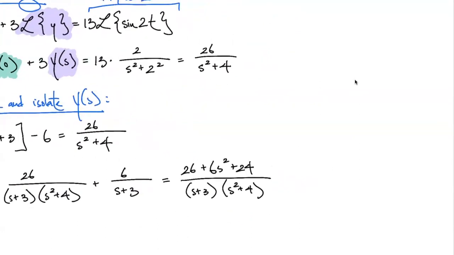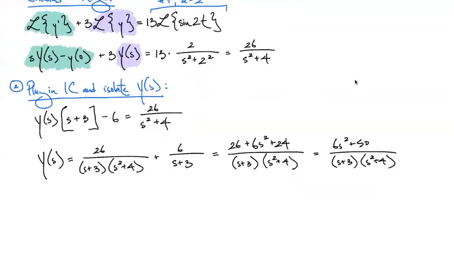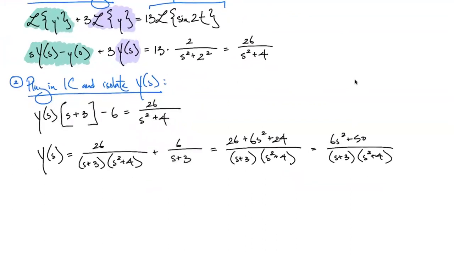And I'm going to clean that up just a little bit more. And I'm going to get 6s squared plus 50 over s plus 3 times s squared plus 4. Okay. Now you can kind of do this step in step 3 if you want, right? Like you don't have to clean it up here, but I sort of like going into the inverse part, knowing that I've sort of made it as straightforward as I can.